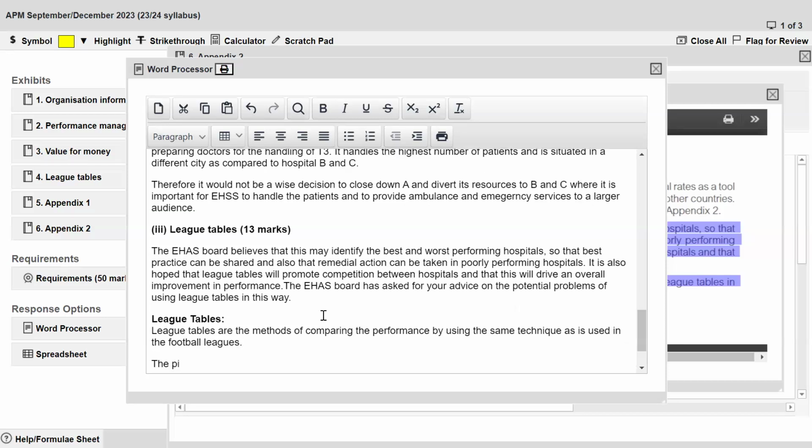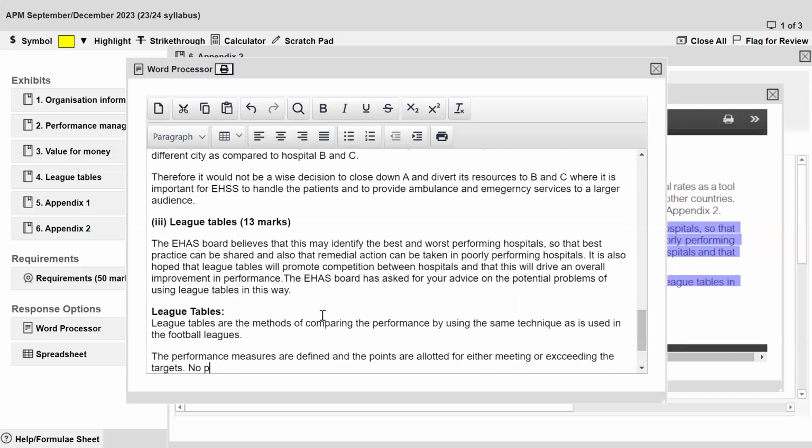The performance measures are defined and the points are allotted for either meeting or exceeding the targets. No point is usually granted for failure to meet the target.